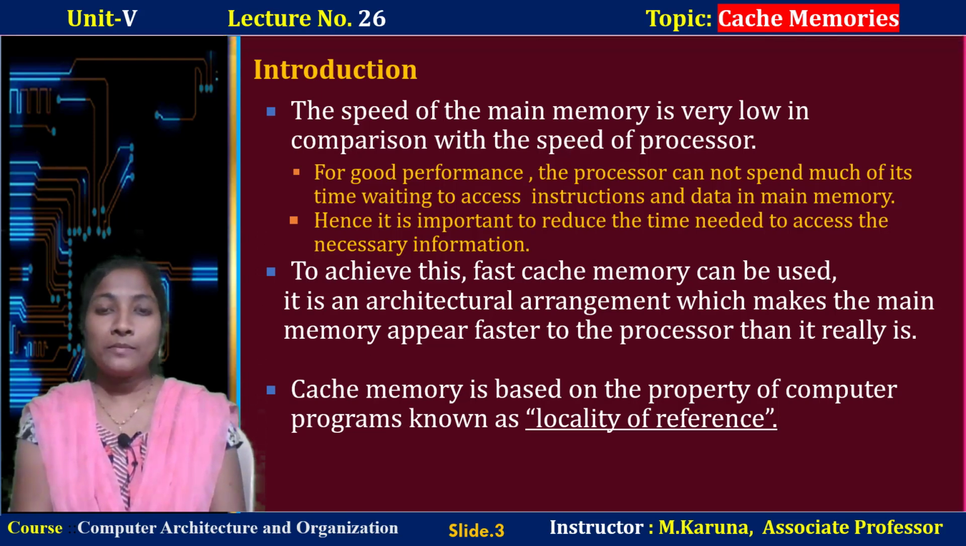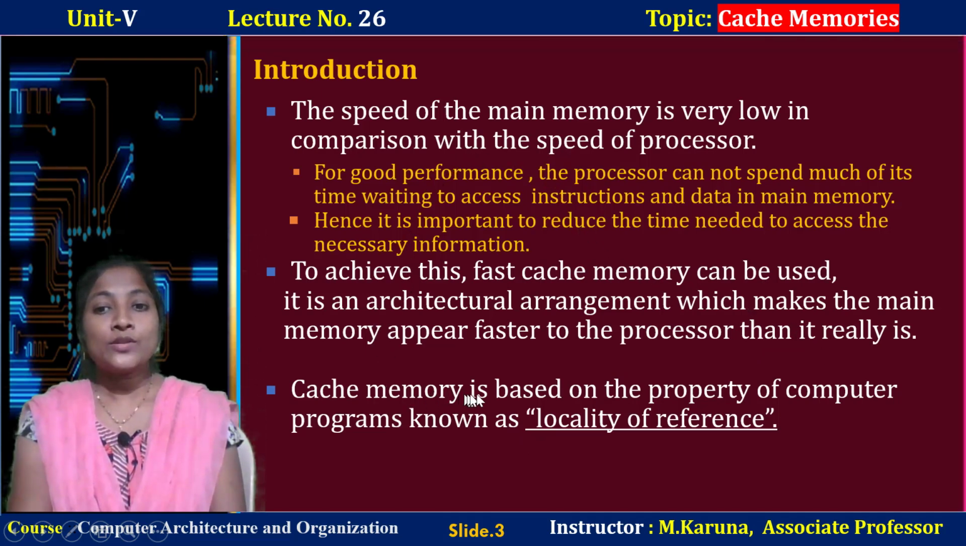Introduction. The speed of the main memory is very low compared to the speed of the processor. So for good performance, the processor cannot spend much of its time waiting to access instructions and data in main memory. Hence, it is important to reduce the time required to access the necessary information. To achieve this, fast cache memory can be used. It is an architectural arrangement which makes the main memory appear faster to the processor than it really is.